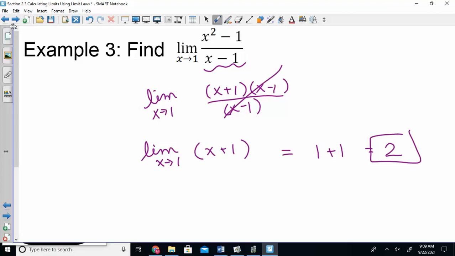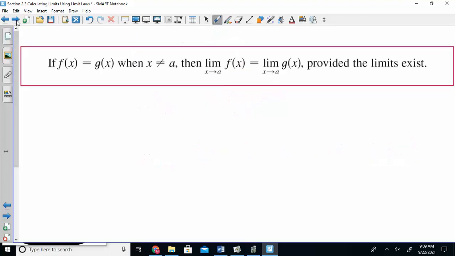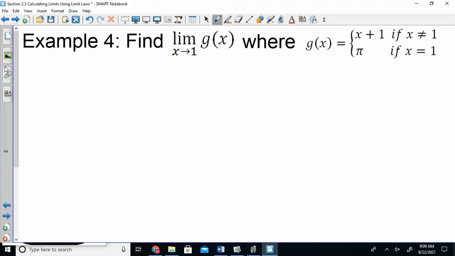So that's all the next box tells you. We can reduce and simplify our functions beforehand so that we are able to plug things in. All right, let's talk about a piecewise function. So I want the limit as x approaches 1 of g of x. And g is this piecewise function: x plus 1 if x doesn't equal 1, and pi if x does equal 1.